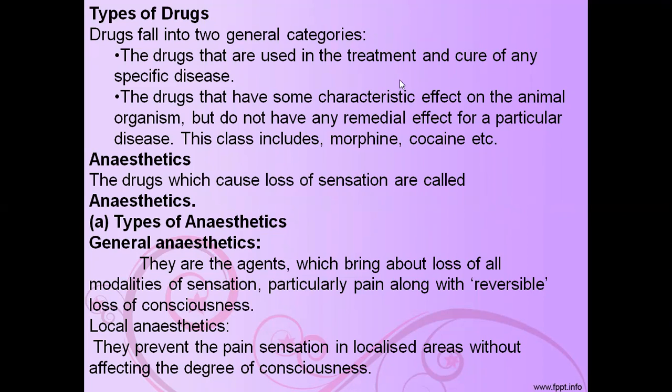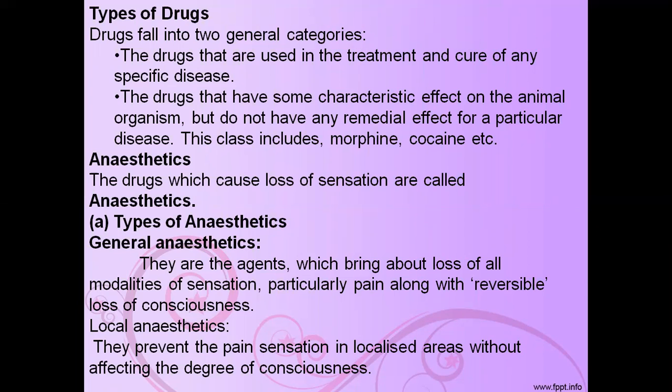So, the first one is drugs used in the medical field for the treatment and cure of any specific disease. But the other kind of drugs have some characteristic effect on the animal organism, and do not cure a particular disease. That includes morphine and cocaine. Morphine and cocaine have an effect on animals, including human beings.